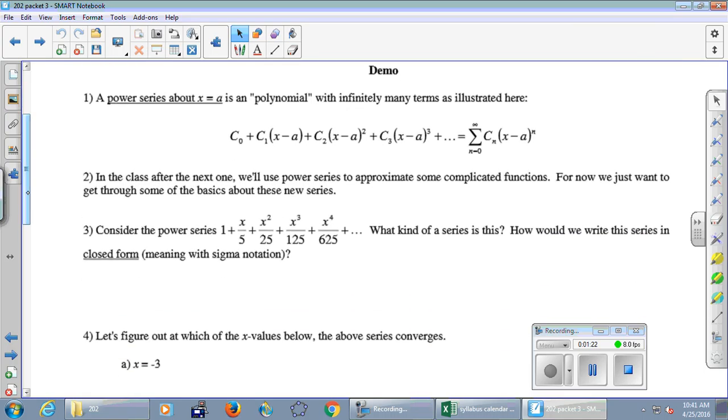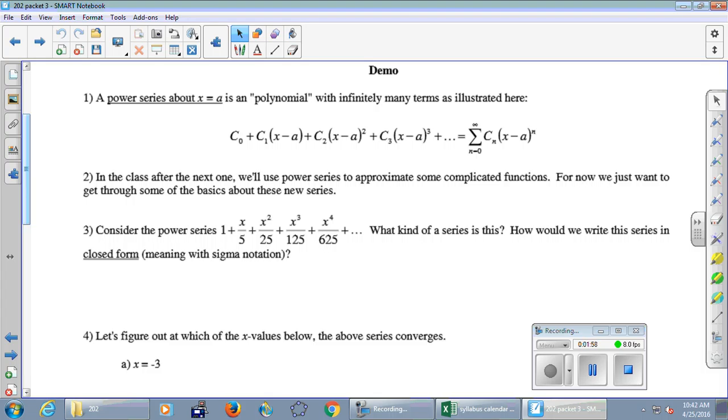So here's the definition. We're just going to skip right to something concrete down here in number 3. It says consider the power series: 1 plus x over 5 plus x squared over 25 plus x cubed over 125, etc., going forever. So we can think of this as a polynomial, except how many terms does it have? Infinitely many. So it's not technically a polynomial, which has finitely many terms, but it's kind of a polynomial with infinitely many terms. Now, if you plug in x equals 17 and you just do this summation forever, what do you get?